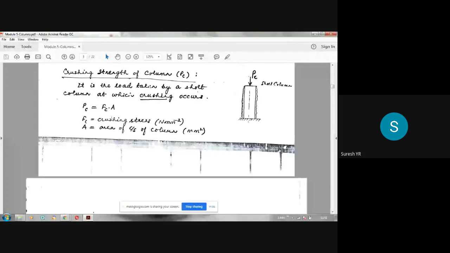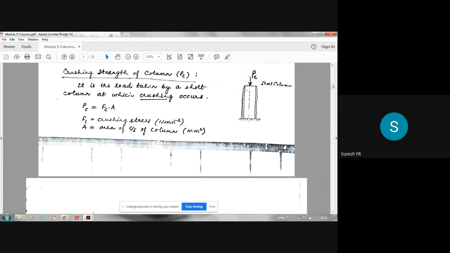Now, how to get that crushing strength or crushing load of the column? We know that stress is equal to load divided by area, or the resistance divided by area. In that case, load is equal to stress into area. So this PC can be written as FC into A, where FC is the crushing stress, which is expressed in Newton per mm square, and A is the cross-sectional area of the column, depending on the shape of the column, over which this load is acting.